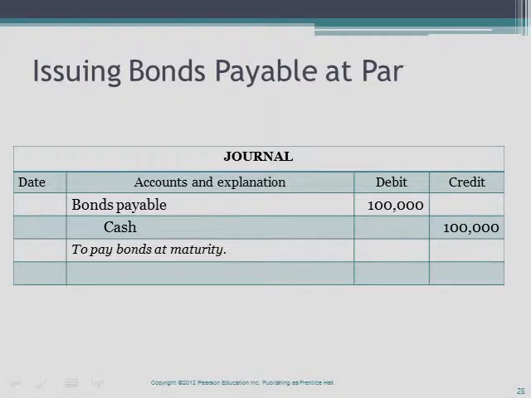Five years later, at maturity, the face value is returned to the bondholders, and so bonds payable is debited and cash is credited for the face value.